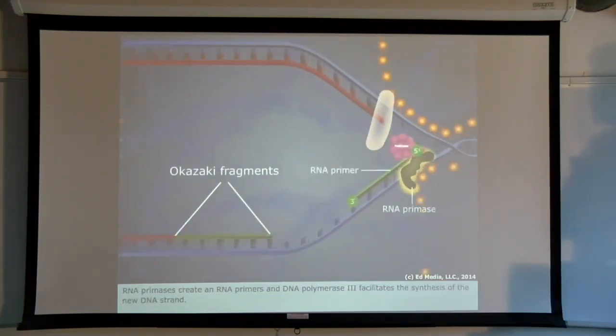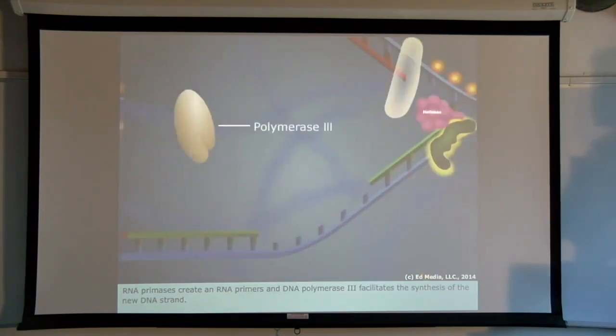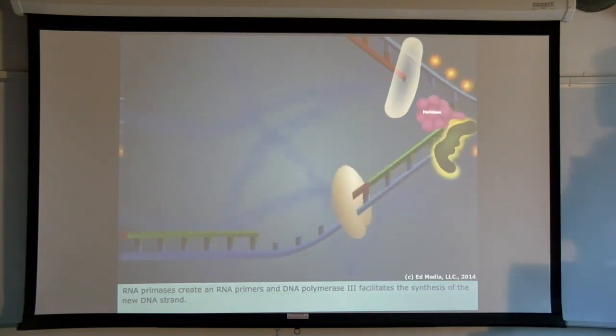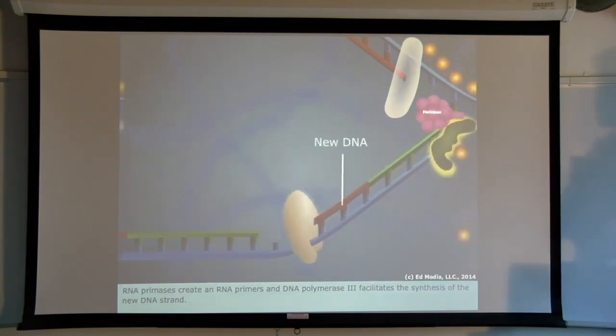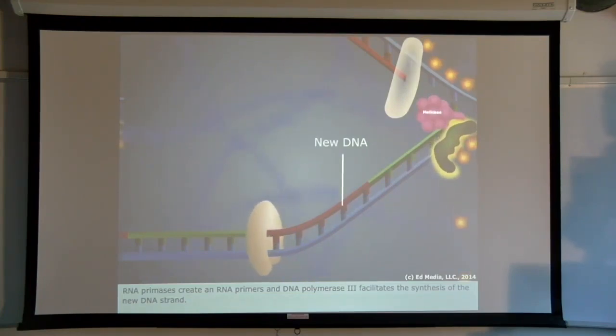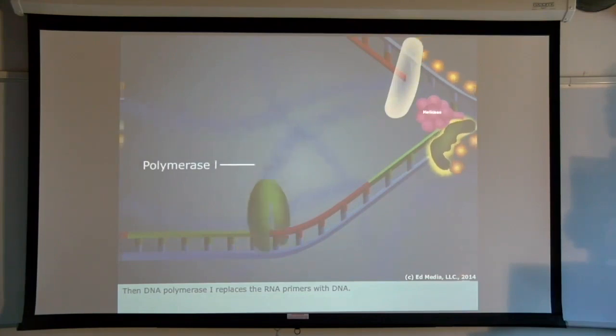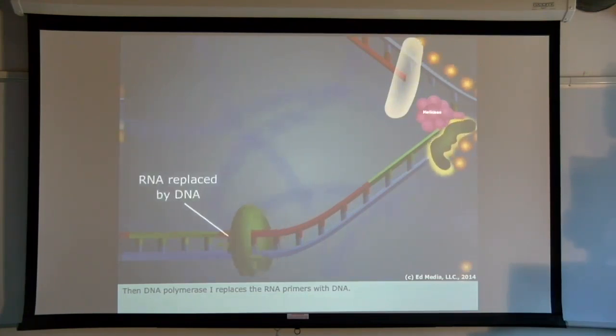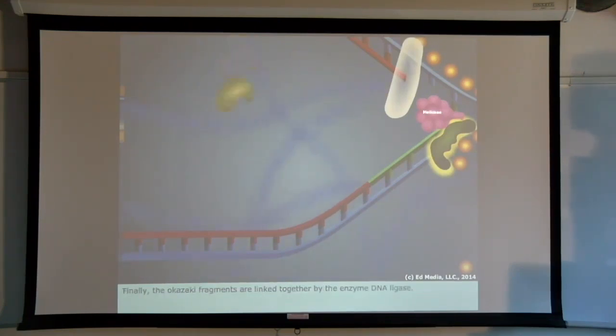RNA primase creates RNA primers, and DNA polymerase III facilitates the synthesis of the new DNA strand. The DNA polymerase I replaces the RNA primers with DNA. Finally, the Okazaki fragments are linked together by the enzyme DNA ligase.